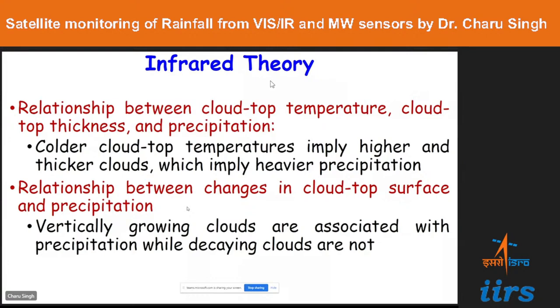So in case of the infrared theory, we measure the cloud top characteristics and accordingly we infer whether there will be precipitation from this type of cloud or not.